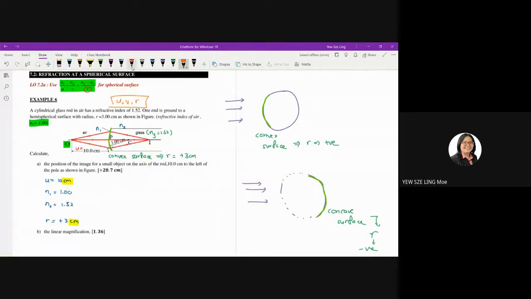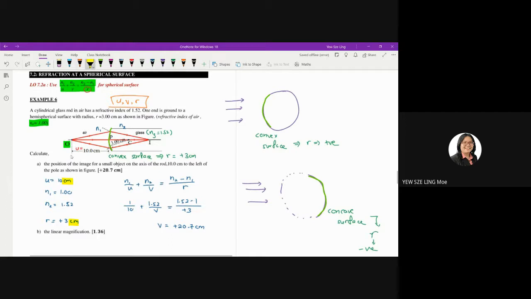So now let us solve these questions. Question A. Let us apply the equation: N1 over U plus N2 over V equals N2 minus N1 over R. Substitute the values into the equation. I have 1 over 10 plus 1.52 over V equals 1.52 minus 1 over positive 3. So V is equal to positive 20.7 cm.